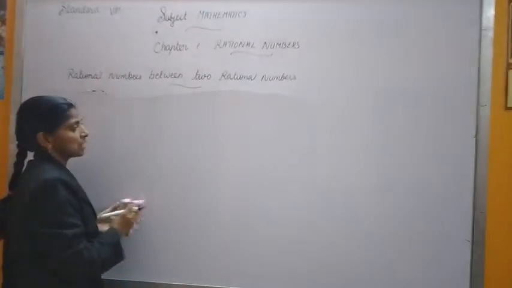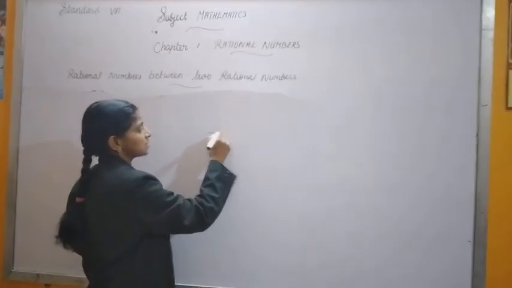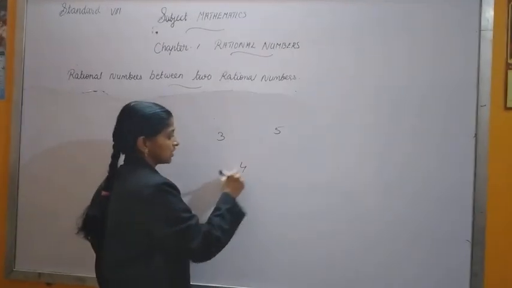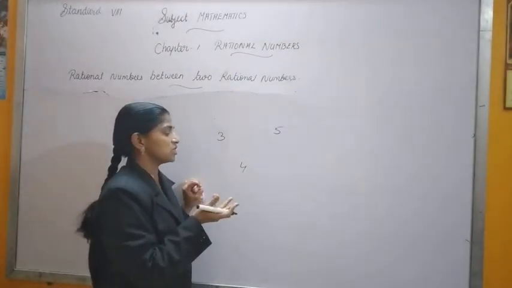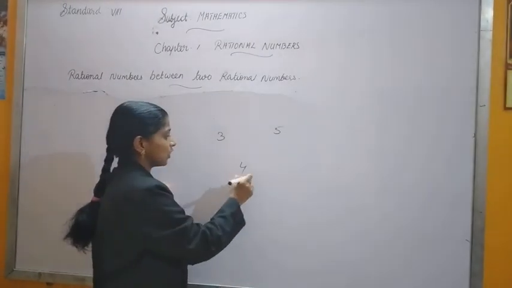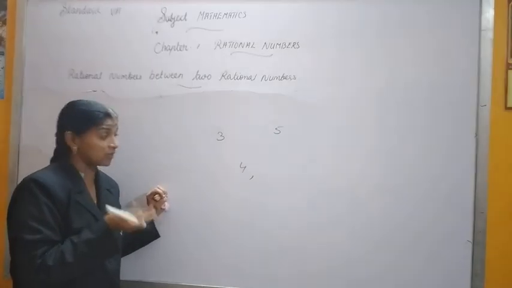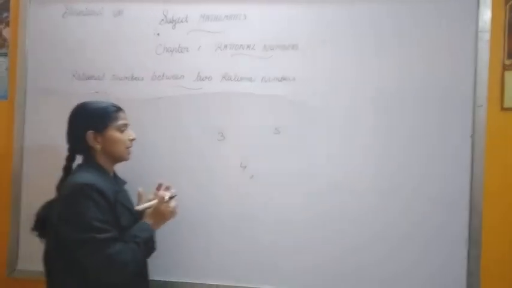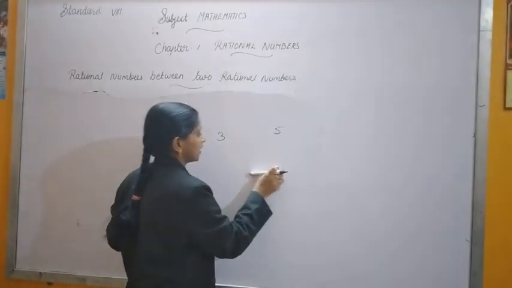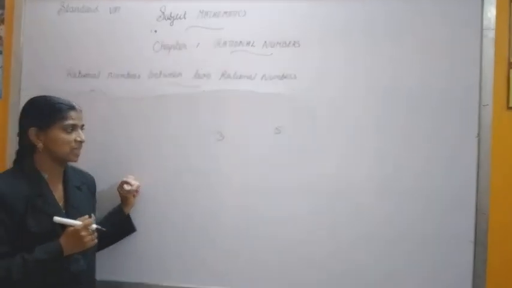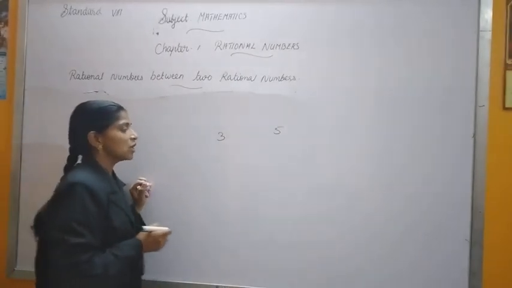First, we take integers. For example, if we get 3 and 5. We know that between 3 and 5, here 4 is an integer. All the integers are rational numbers. So for one rational number we got it. Then how to find the other one? For that I will show you an easy method to find the rational numbers between the given two rational numbers.